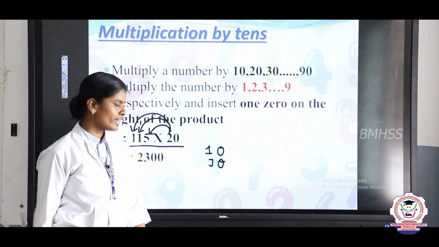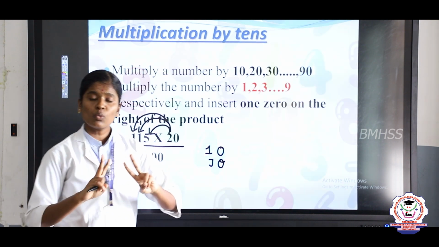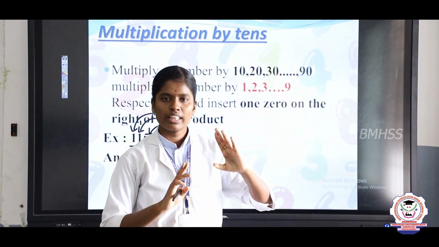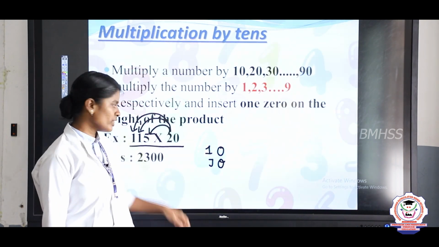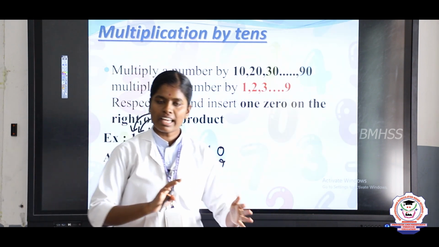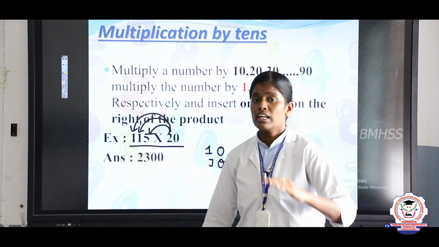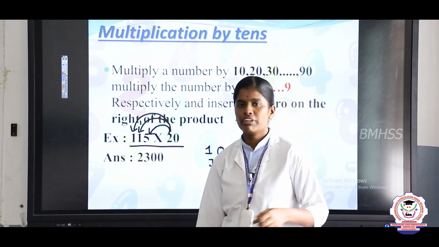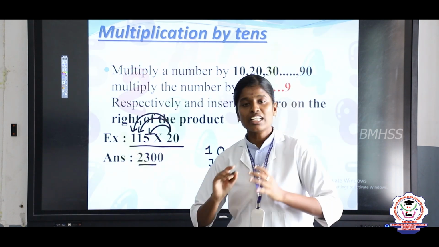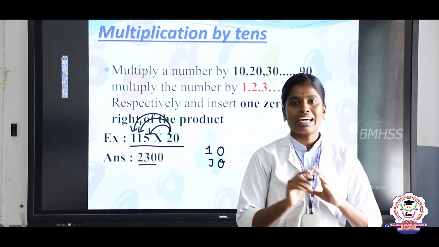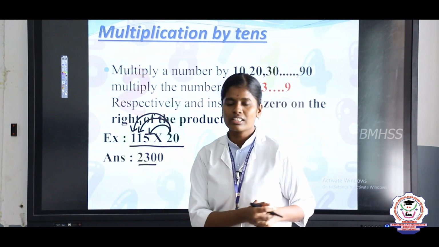1 here. Now we take 2 ones are 2, and keep 1 in the finger, so the answer is 3. Next, again 2 ones are 2. The actual answer for 115 multiplied by 2 is 230, and finally you should insert 0 to the right side of the product. So the final answer is 2300.